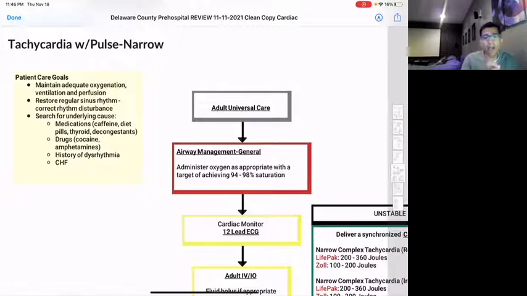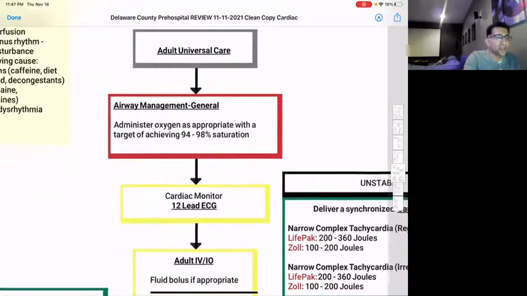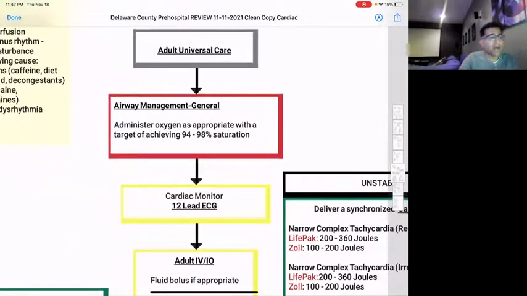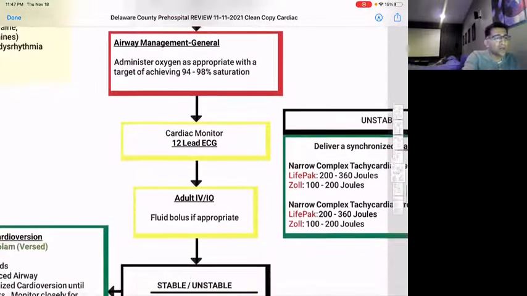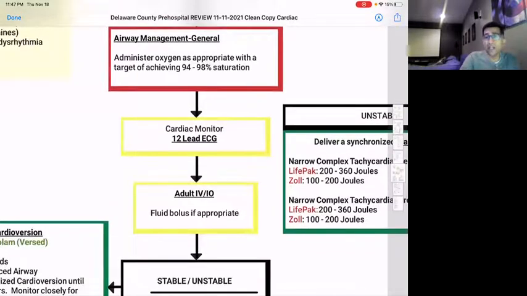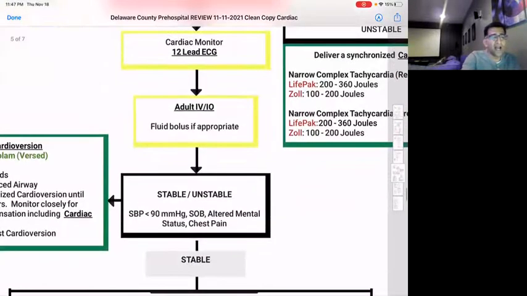Now, the underlying cause is often challenging for us to manage, but it can be anything from medications, drugs, history of dysrhythmia, CHF, like with our AFibers. And so it all kind of ties together there. Again, it starts with our adult universal care at the top. We have airway management occurring. We have cardiac monitoring, getting that 12 lead EKG, because it's going to tell us what's really going on here. We're going to place that IV/IO.